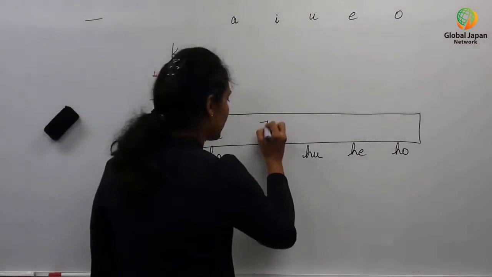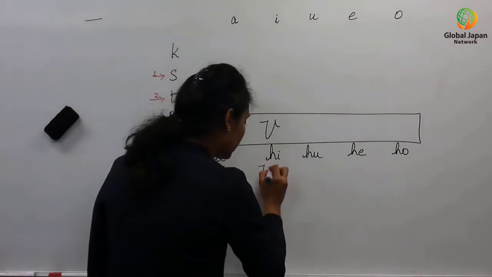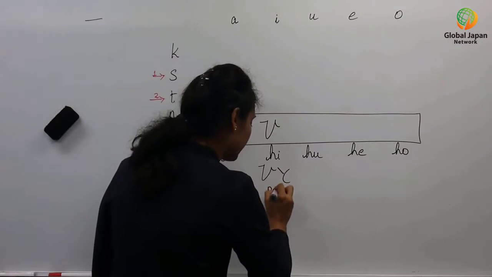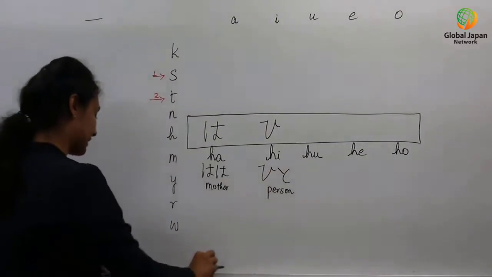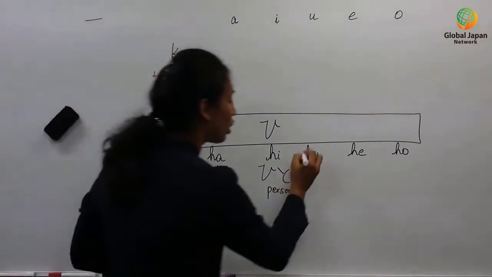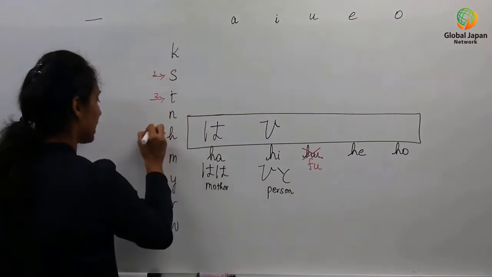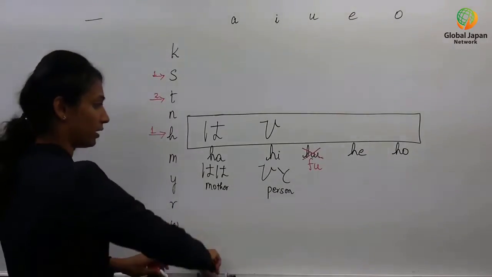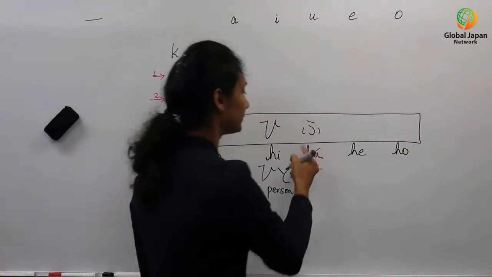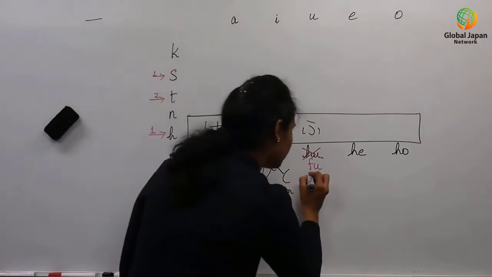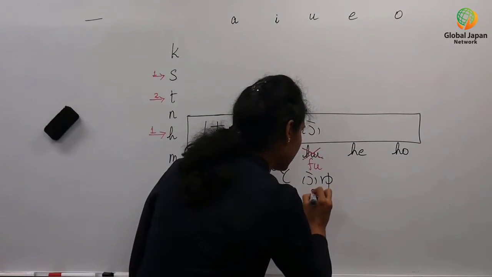Hi is written like this. An example word, hito means person. Here there is an exception. This is not hu, it is fu. So this line has an exception. Fu is written this way. An example word, fuyu means winter.